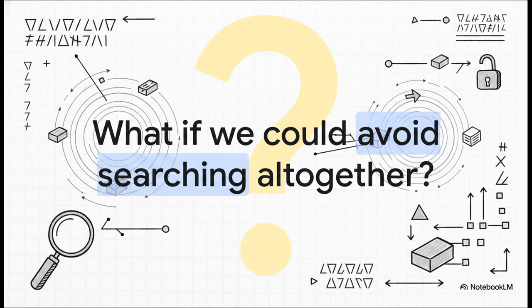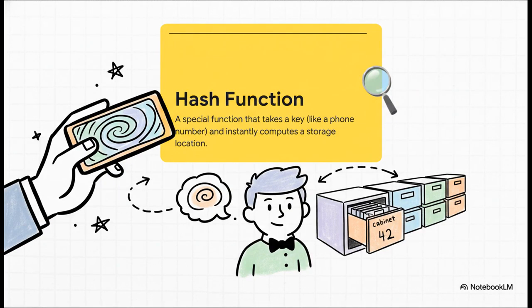What if we could just calculate its exact location instantly? And the answer to that question is something called a hash function. Honestly, you can think of it like a perfect filing clerk. You hand it a key, say a phone number, and it doesn't go searching through drawers. It does a super quick calculation in its head and immediately tells you, oh, that file, it's in cabinet 42, drawer 3. It directly converts your key into a physical address.